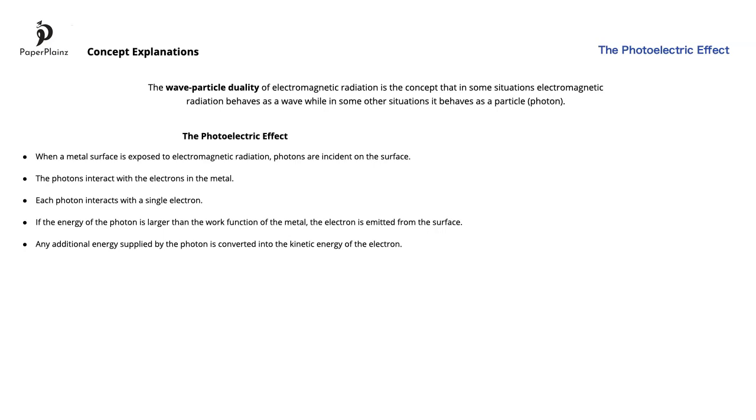An important point that often comes up on IB physics exams is that increasing the intensity of the radiation does not increase the kinetic energy of the emitted electrons. It only increases the number of electrons that are emitted from the surface. The reason is that increasing the intensity of the radiation means increasing the number of incident photons, but not the energy of the photons.